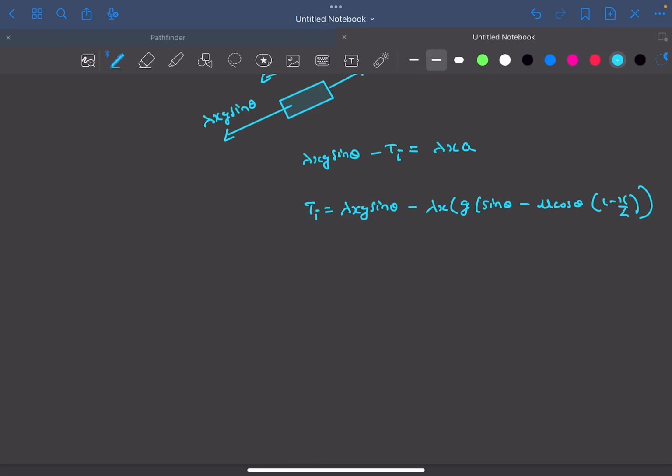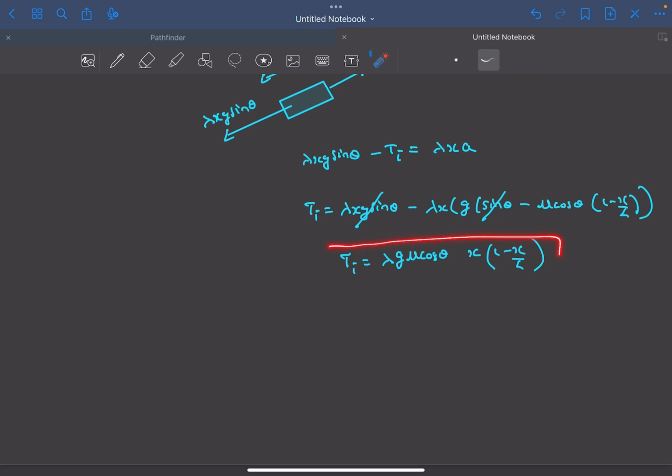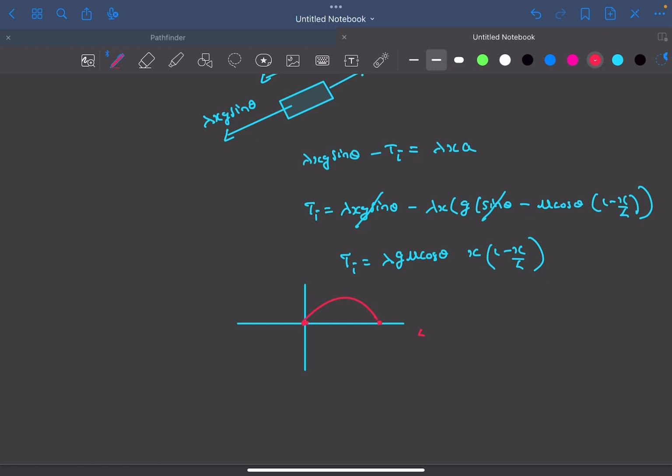As you can see, this lambda x g sin theta component gets cancelled out, and all we are left with is this. So this is the tension at the interface as a function of x. As you can see, it's a quadratic, right? If I try to plot this curve, the roots of this quadratic will be x equals 0 and x equals L. And as the coefficient of x squared is negative, this parabola is going to be something like this. As we can see, the tension is maximum at the midpoint, which is x equals L by 2.